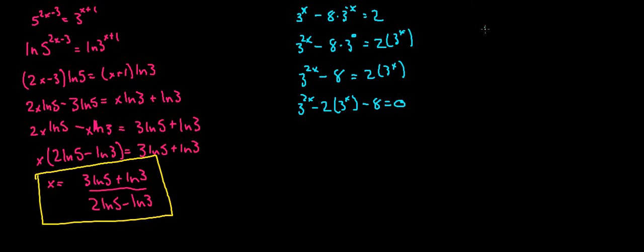I'm going to substitute 3 to the x is equal to y. So if I make this substitution, I get y squared minus 2y minus 8 is equal to 0. And this is a problem I can solve quite readily and easily.